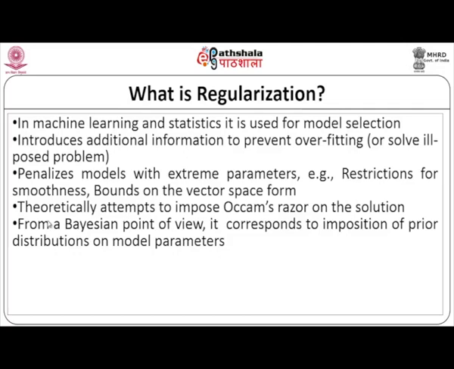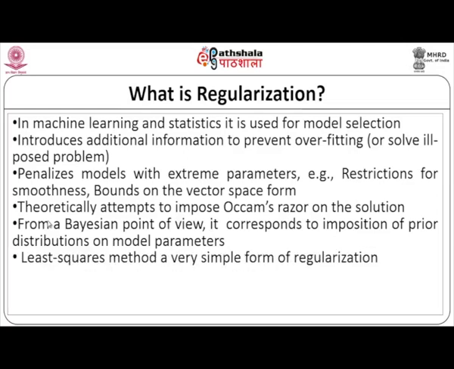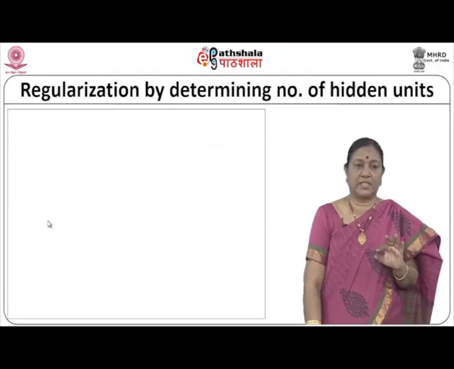From a Bayesian point of view, it corresponds to imposition of a prior distribution on model parameters. Remember the Bayesian network, we have just touched upon it. You have prior probability, likelihood. So, you bring in some prior probability so that your space is a little bit restricted by putting an imposition. The least squares method is a very simple form of regularization.